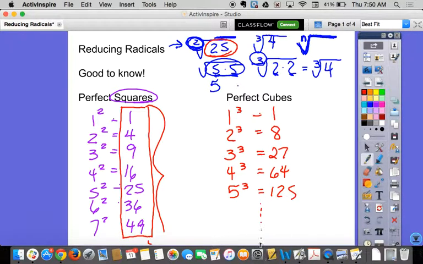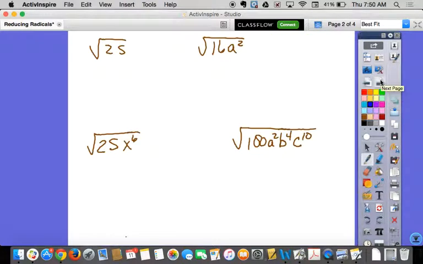And again, you take it out as far as you need, but these are the magic perfect cubes. Get familiar with them, get comfortable with them, you're going to need them. Okay, now let's just start with the basics.